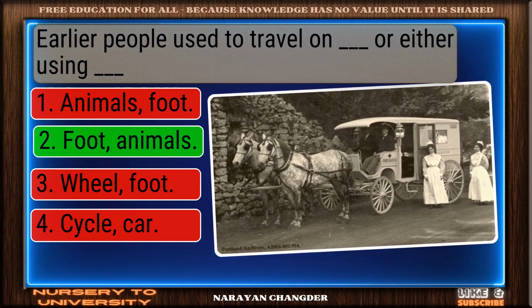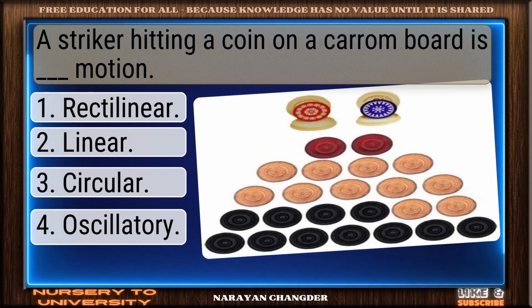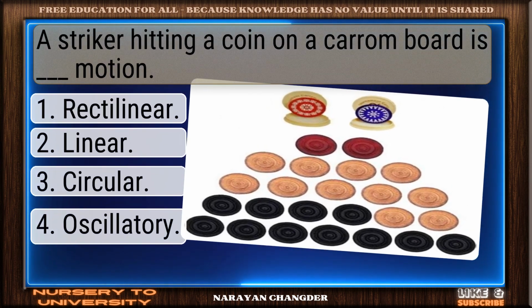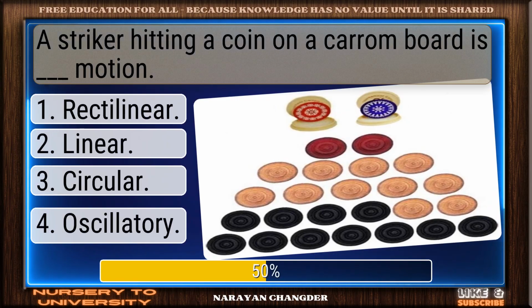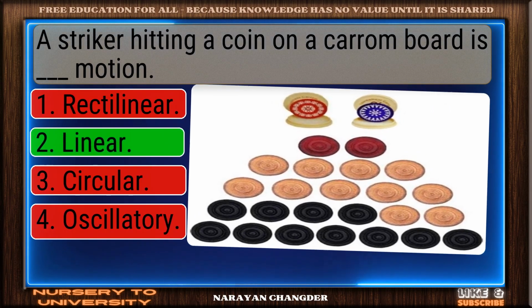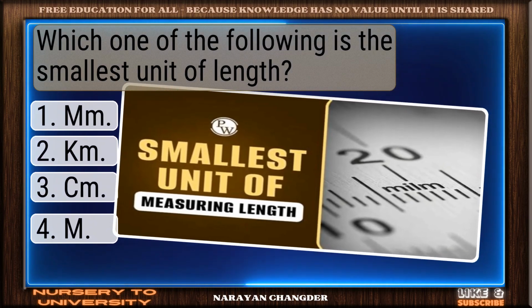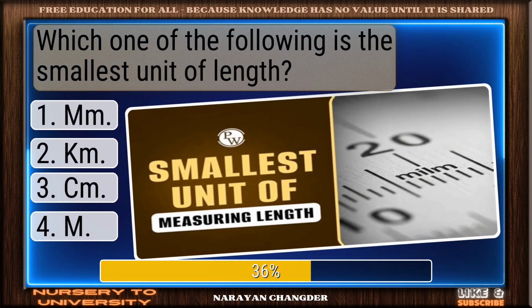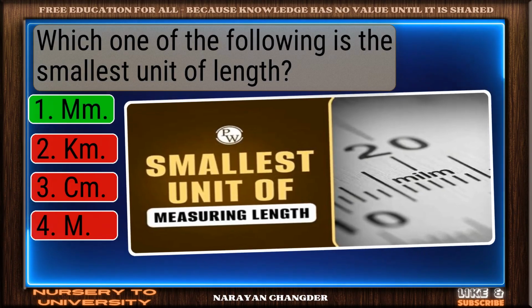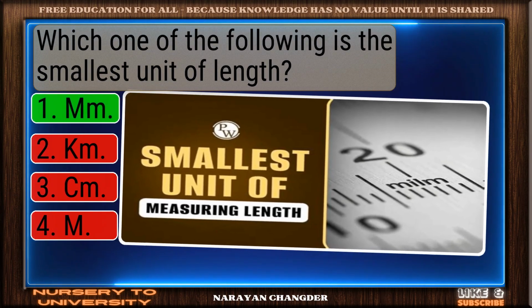Excellent. Foot animals is a brilliant choice. A striker hitting a coin on a carom board is dash motion. Great job. Linear is the accurate answer. Which one of the following is the smallest unit of length? Correct response. mm is the most accurate answer.